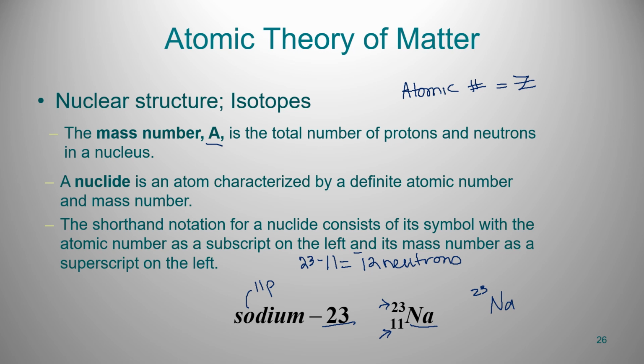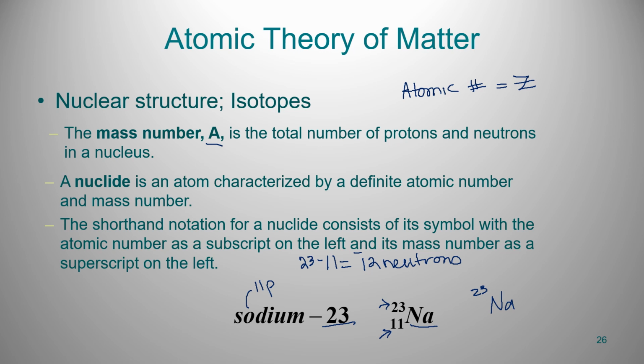I think there's a periodic table coming in the slideshow, so just bear with me and I'll point out some of the numbers on there when we get there. But anyway, this gives you all the information you need to know. There's 11 protons because it's sodium, and then the total number of protons and neutrons is 23.